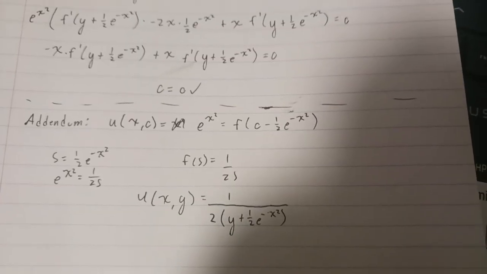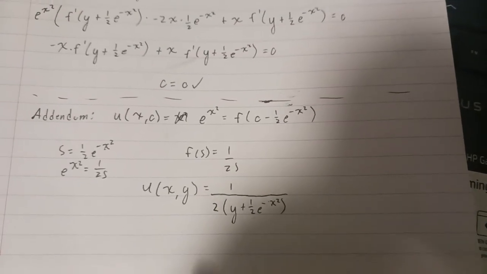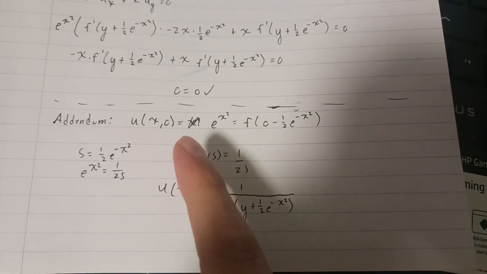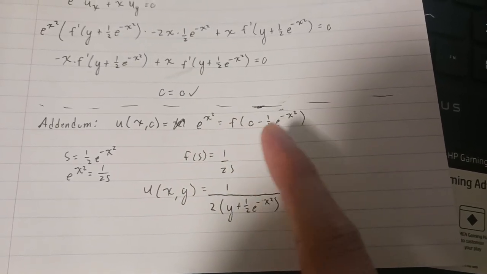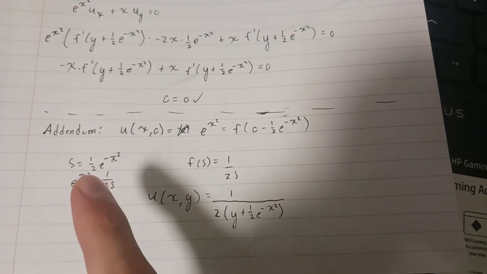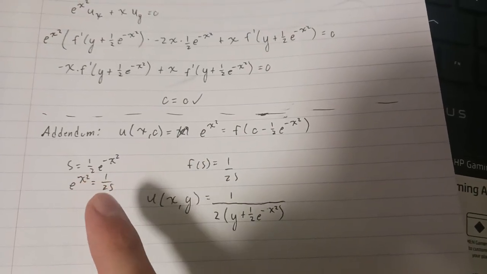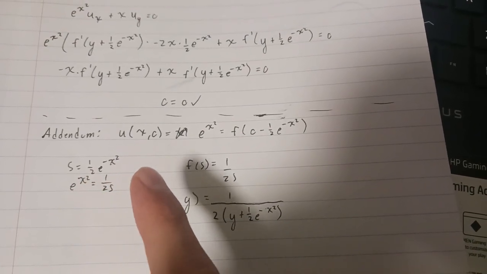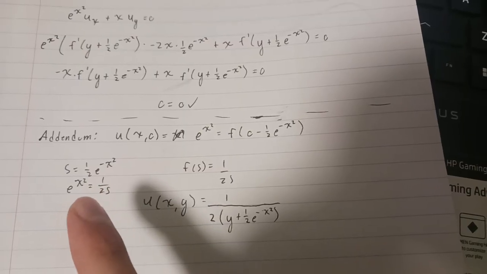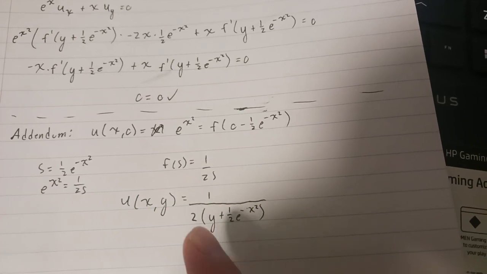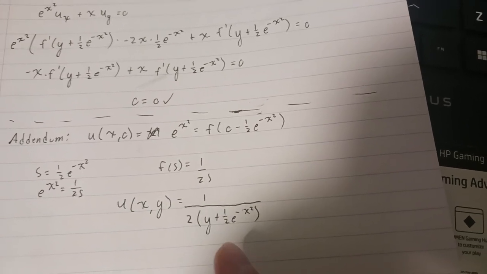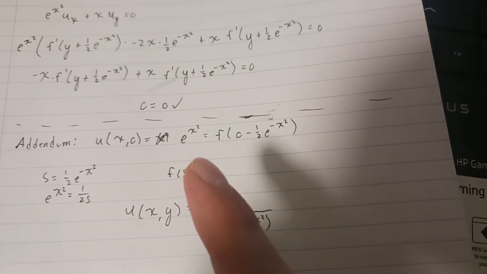This is a last second addition to the problem that was not in the original problem, but if we set u of x0 equal to e to the x squared, so we have an initial condition, we then get this equals e to the x squared. Then we can substitute in s equals 1/2 e to the negative x squared, and we get an expression for the outside in terms of s, and we can write f of s equals 1 over 2s. This is the actual solution based on this initial value condition, which isn't really what I want to show.